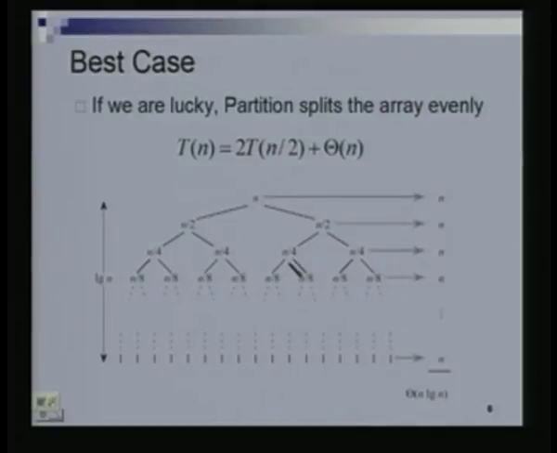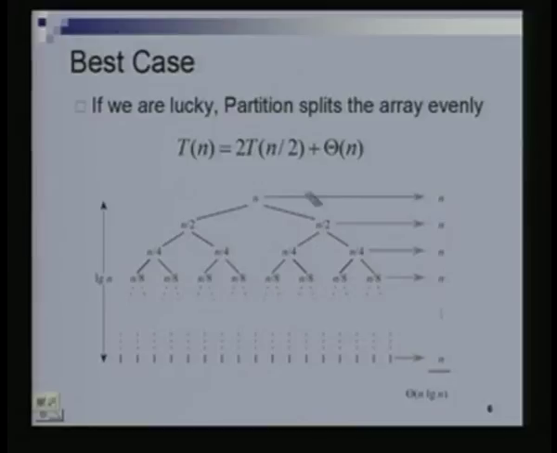So suppose I was lucky at every step, then how much time am I taking? How much time did I take to divide this array into two parts, n by 2 and n by 2? n time, the size of this array. We saw the partition procedure took order n time. How much time did I take to divide the arrays of size n by 2 into n by 4 and n by 4? n by 2 here and n by 2 here, so that it becomes n. Then to divide these into n by 8 each, I took n by 4 four times, so that's also n.